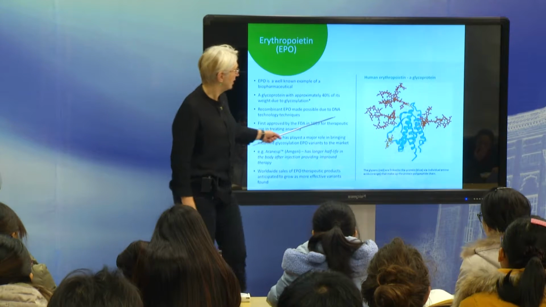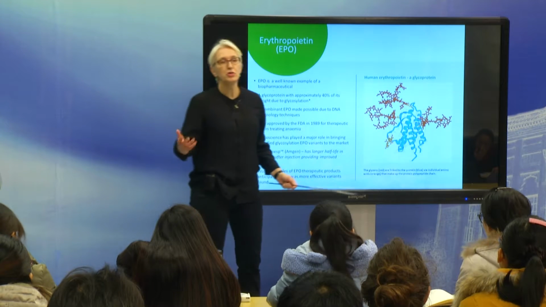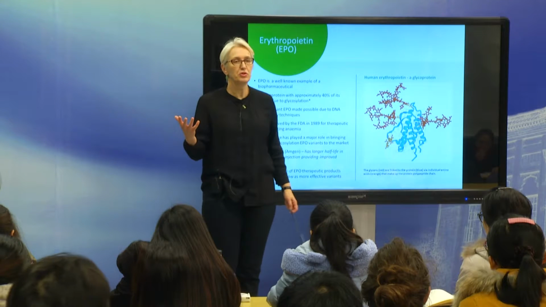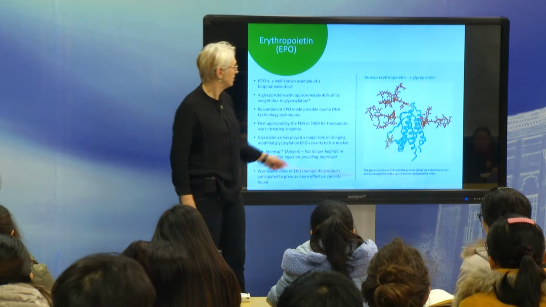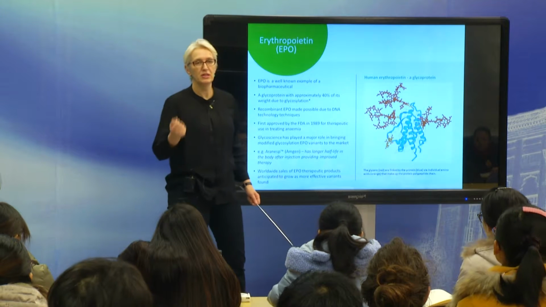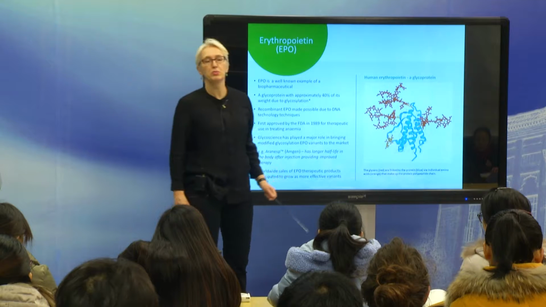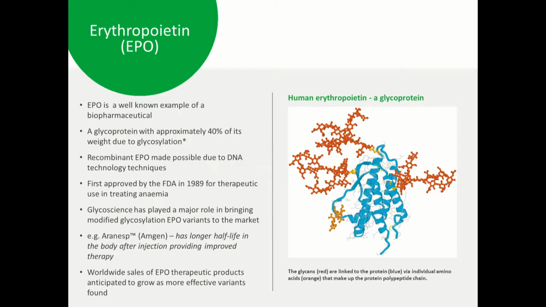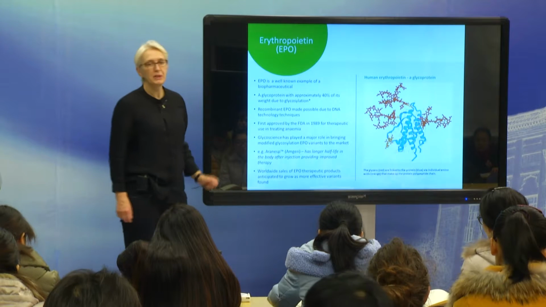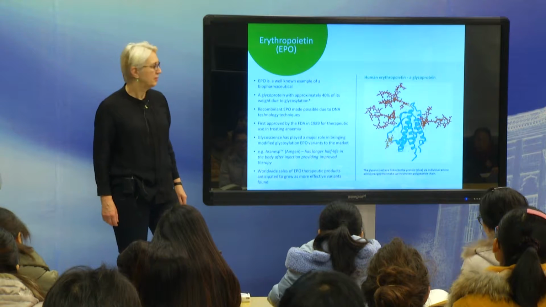And that is because this glycosylation is very important. And some of you might know glycosylation is different in different species. So you can't actually just isolate EPO from pigs and inject it into humans. That's not really possible. So really developing this is only possible because of recombinant DNA techniques. It was first approved by the FDA in 1989 for therapeutic use. And you can see it's actually off patent already in itself. But glycoscience has always played a very major role in developing EPO.